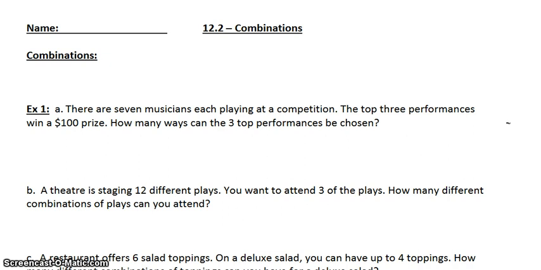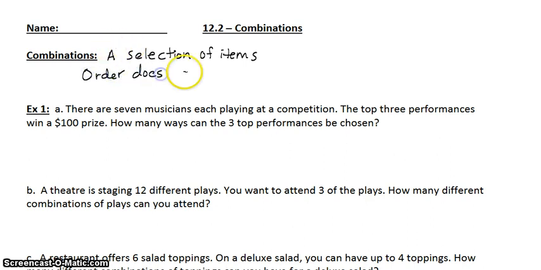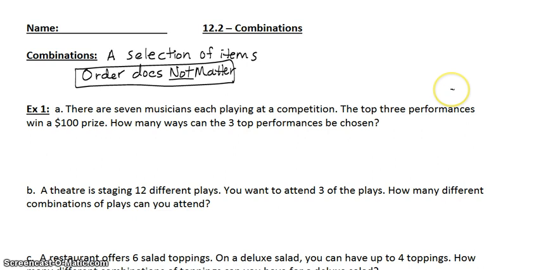Now today we're learning about combinations. Combinations is when I take a selection of items. Again, I'm going to select some things out of a big group of items. And for this, order does not matter. Order does not matter. So permutations, order matters. Combinations, order does not matter.